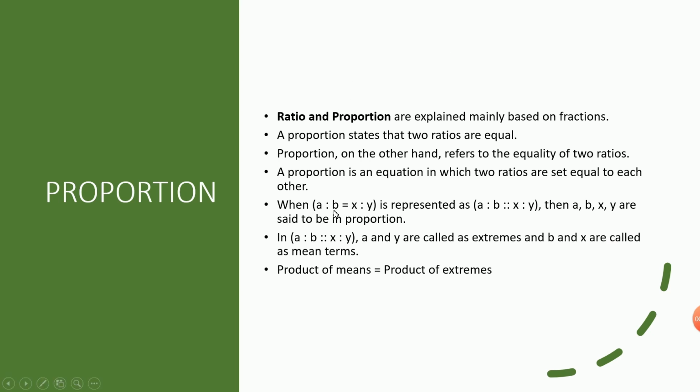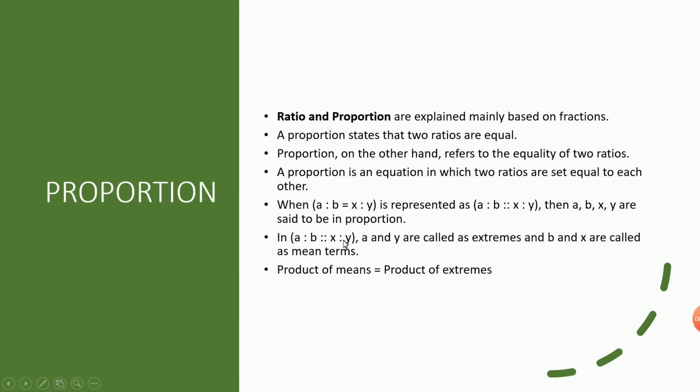So when a is to b equal to x is to y, it is represented with a double colon instead of the equal to symbol. So a is to b :: x is to y, like that. Here again a, b, x, y are all integers.